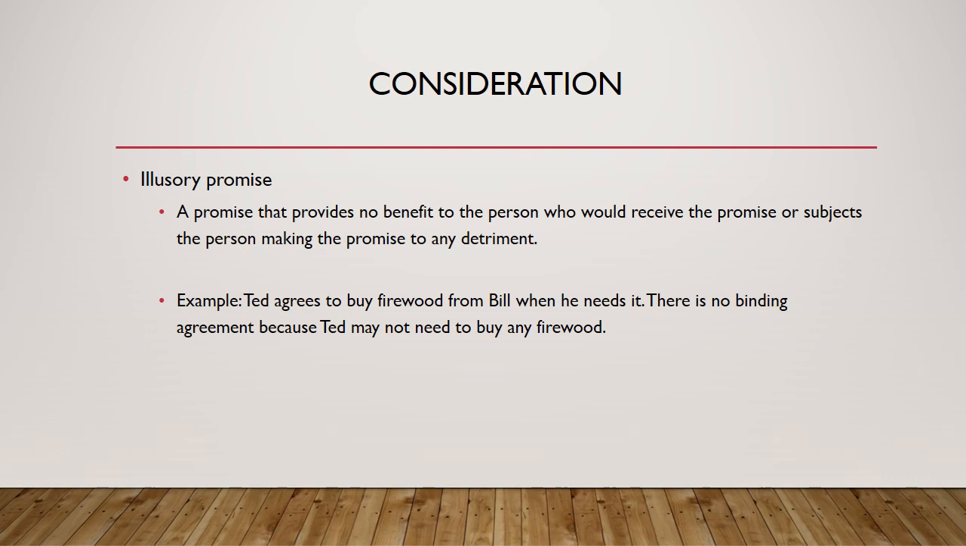You've got to consider illusory promise. This is a promise that provides no benefit to the person who would receive the promise, nor does it subject the person making the promise to any detriment. So essentially, an illusory promise is one in which there's no consideration because you're either bound or you're not bound. You don't have any real promise in it.